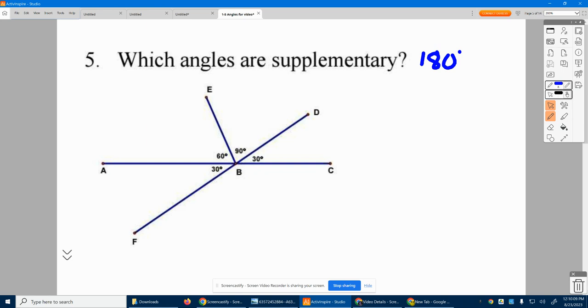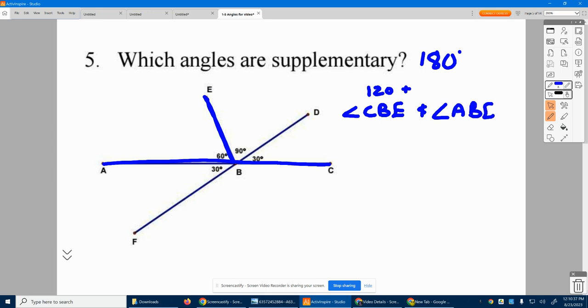Let's start with this. I see this angle right here. Now that angle right there, EBC, or we'll call it angle CBE. Now that is how many degrees? 30 and 90 together. That makes 120, right? But if I add to it this angle here that's 60, I get 180. So CBE and angle ABE, or EBA, you could call it that. Those two, because this guy is 60, those guys add up to 180, so those guys are supplementary.